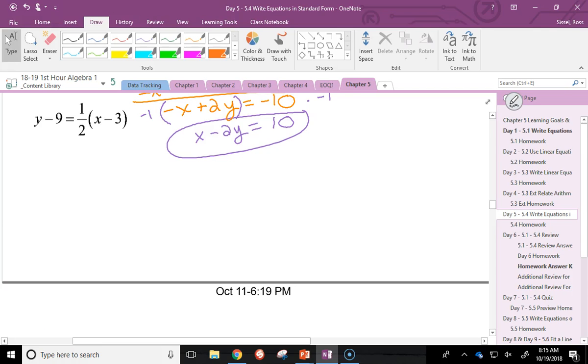But on this one, the first thing you think you have to do is what? What's the first thing I'd have to do? Nope. You have to distribute. This one should get written out as y minus 9 equals half times that, x is half x. Half times -3 is -3/2, or I'm going to leave it as my improper fraction. Then I'm going to go ahead and do all the steps we have.